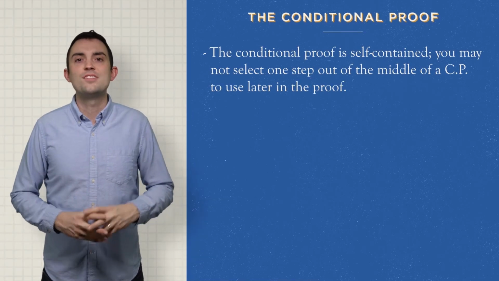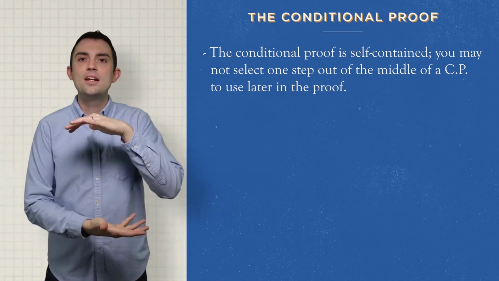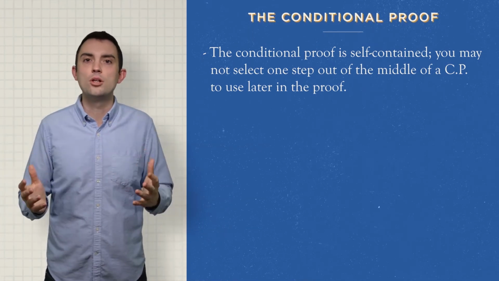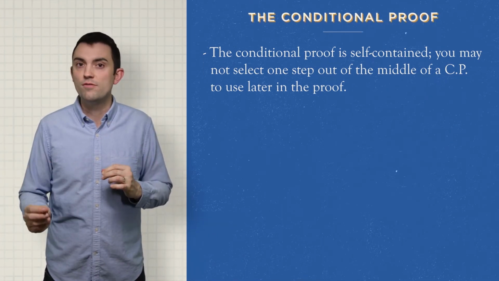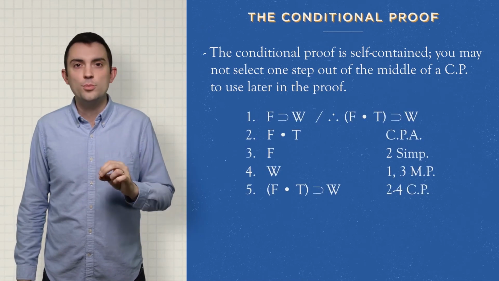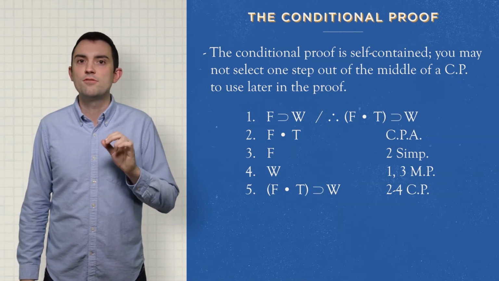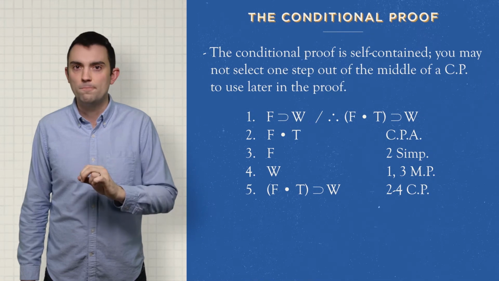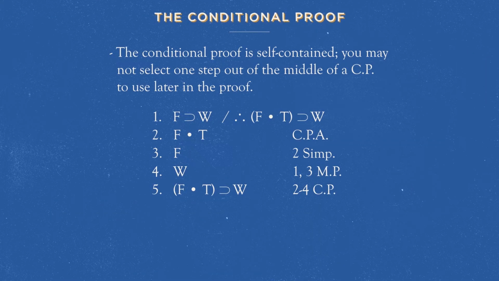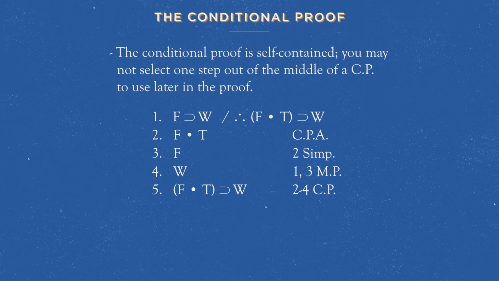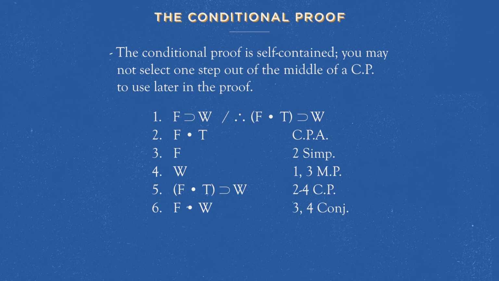Also, a huge rule related to that. The conditional proof is self-contained. You may not select one step out of the middle of a CP to use later in a proof. So for example, take a look at this proof for the if F then W, therefore if F and T then W. Look at that up there. This is a pretty good argument the way we're looking at it right now, but what we can't do next is this, F and W by conjunction.